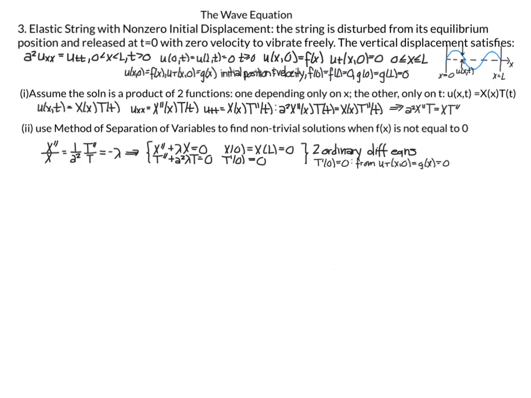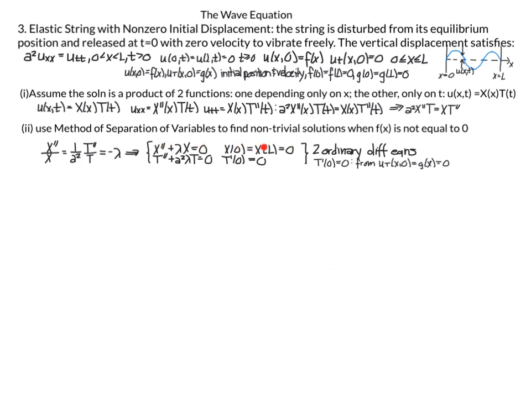So if I look at this equation, X double prime over X equals minus lambda, that's equivalent to X double prime plus lambda X equals 0. And 1 over a squared T double prime over T equal to minus lambda is equivalent to T double prime plus a squared lambda T equals 0. So what we have seen is these two equations are two ordinary differential equations. We have transformed our second order partial differential equation into second order ordinary differential equations. Ordinary being not partial derivatives, but just, well, there's only one variable, so derivatives.